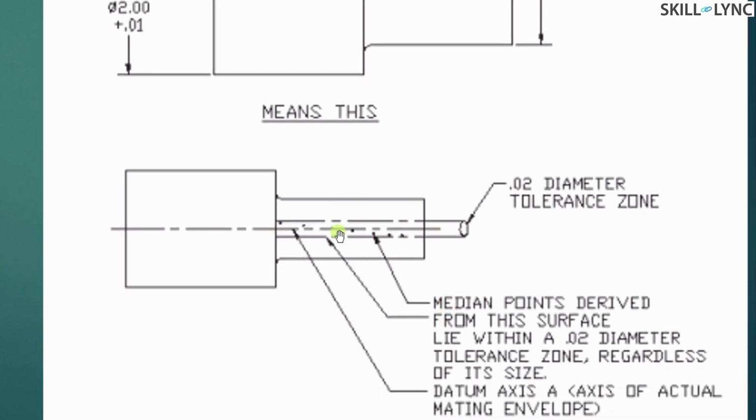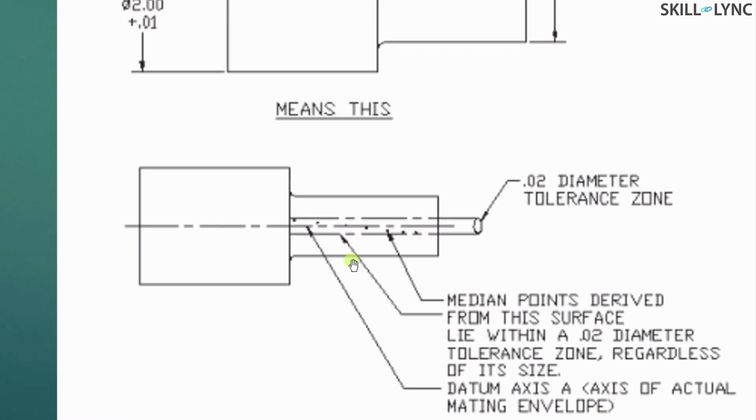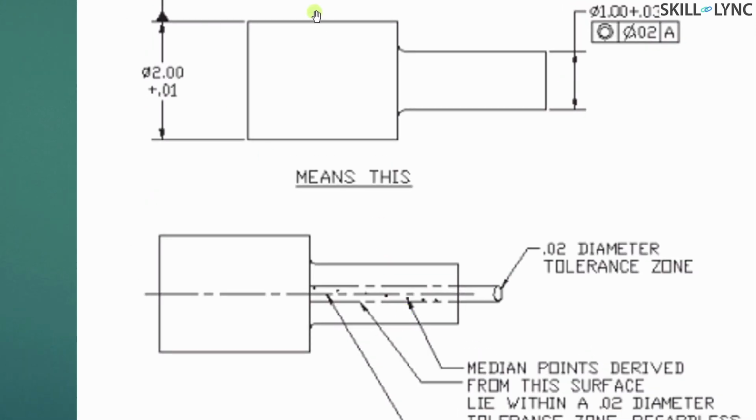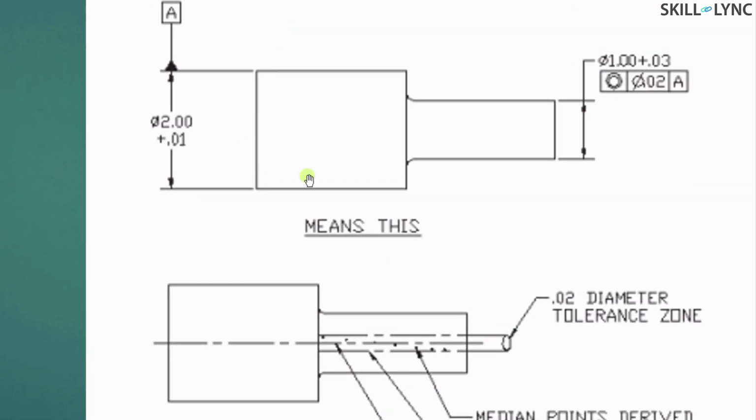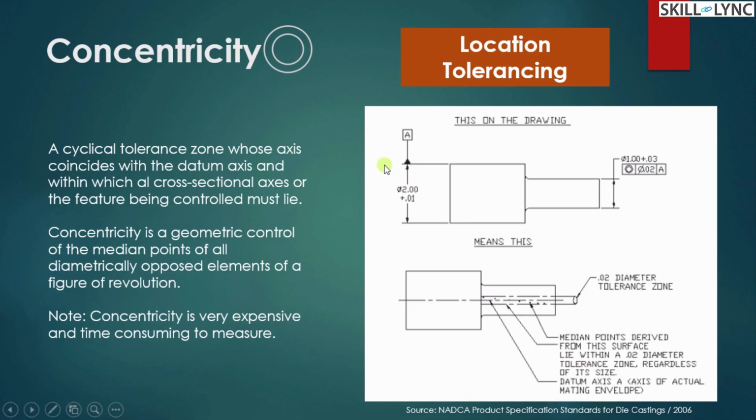This is a revolutionary surface. It's not a 1D surface but a 2D surface on this plane. So all these median points along this entire plane should lie within this 0.02 diameter of tolerance regardless of its size. So this is controlled by your datum axis. So this is the datum axis. So this is your surface here within which the axis of the actual mating envelope is contained. So this is how you contain the cylindrical tolerance of a circular element.